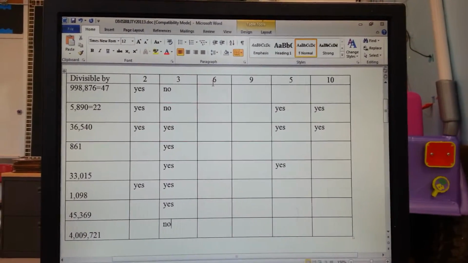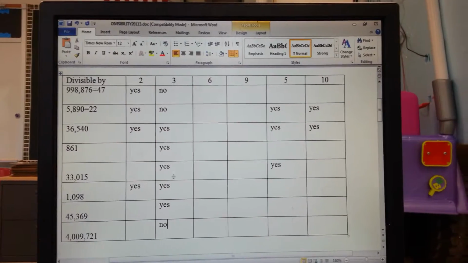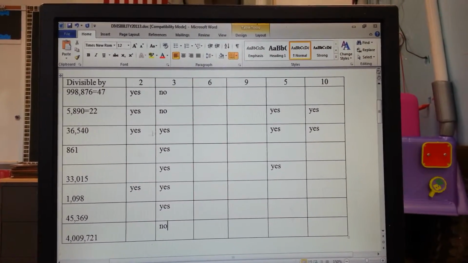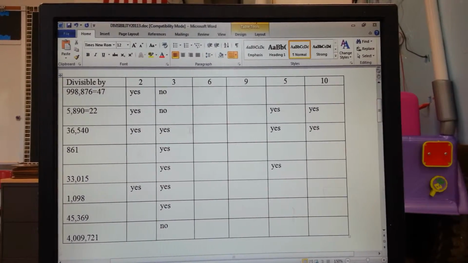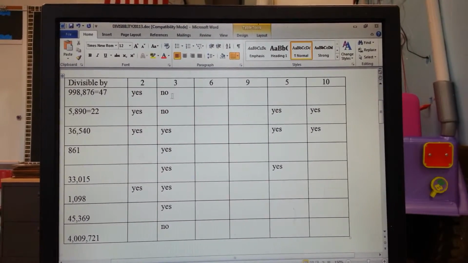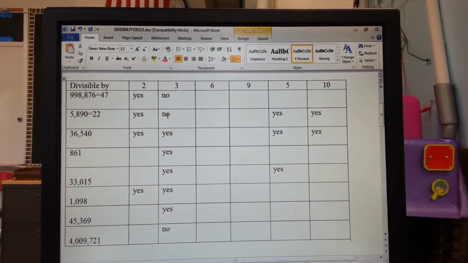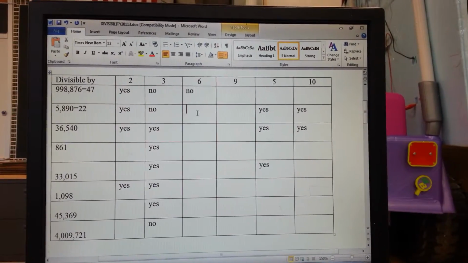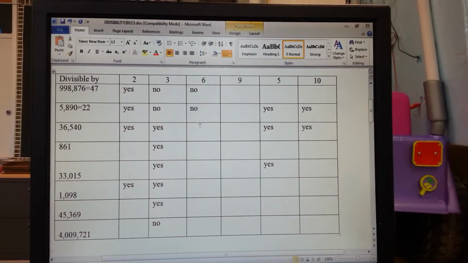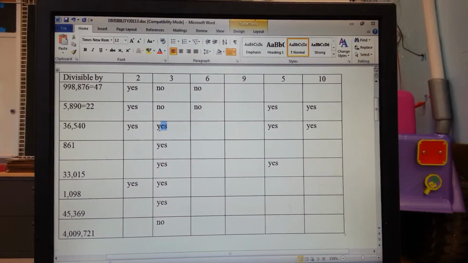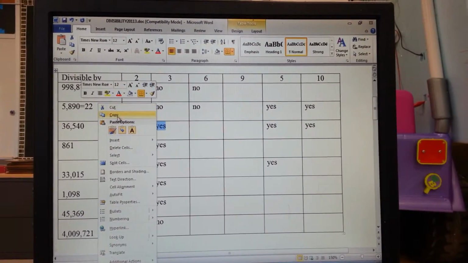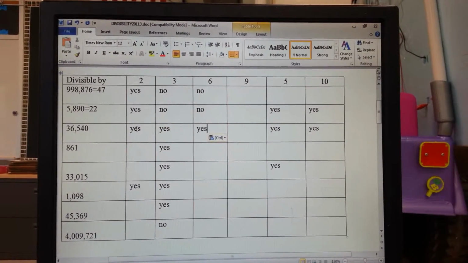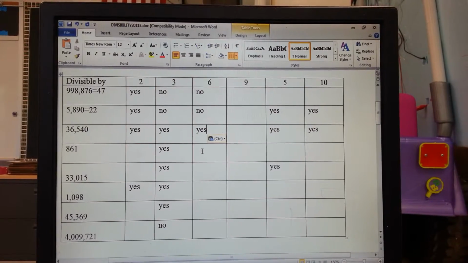Okay, now here's the trick for the sixes. It's really easy. Once you have this, it's so easy. There has to be a yes in both of these for this one to be a yes. Since there's a no here, these are no's. Since both of these are yes, that means this is a yes. To be divisible by 6, it has to be divisible by 2 and 3. So you've got to see two yeses here for this to work. So this is a no.